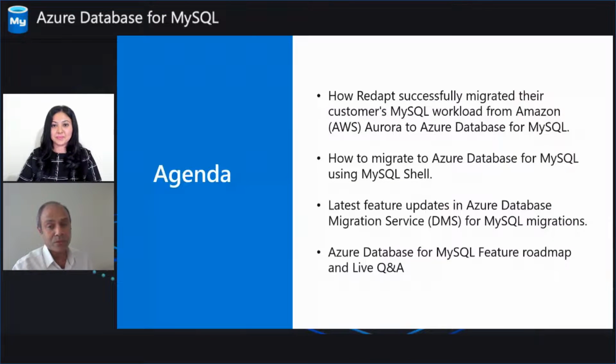Then we will switch to a couple of our product managers who will talk about MySQL Shell and how to use this utility to migrate MySQL workload from on-premise or from a competing cloud to Azure Database for MySQL. And continuing with the migration theme, we will switch to Azure Database Migration Service, where over the last couple of months we added several features. So we will discuss those features. And finally, as usual, we will talk about the MySQL feature roadmap and some of the features we GA'd recently.